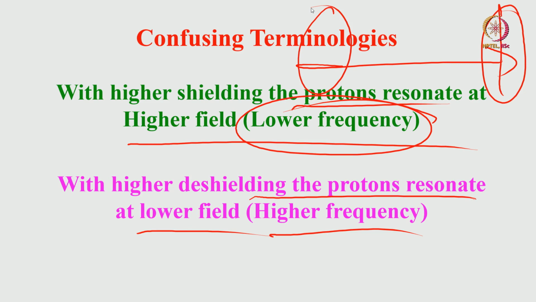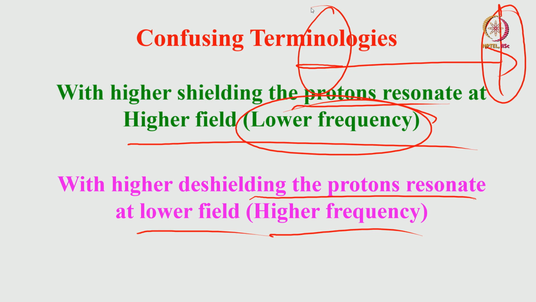This has come by practice from the CW days, where people used to scan the field to get the resonance. As you keep on increasing the field, they used to get the resonance. So, then they used to say I got a peak at high field. That is how somehow the terminology has stayed in the field for a longer time. But this is the confusing terminology.